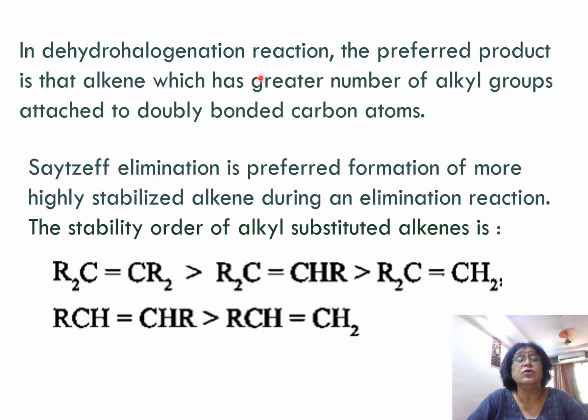So here in dehydrohalogenation, the preferred product is that alkene which has a greater number of alkyl groups attached to the doubly bonded carbon. So this is the order of the alkenes. Okay. So Saytzeff elimination is the preferred formation of the more highly stabilized alkene. So the stability order will be: the more the substitution across the double bond, the more will be the number of alpha hydrogen atoms and the more will be the stability. Clear?